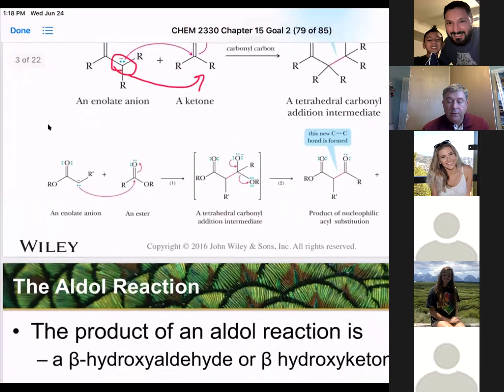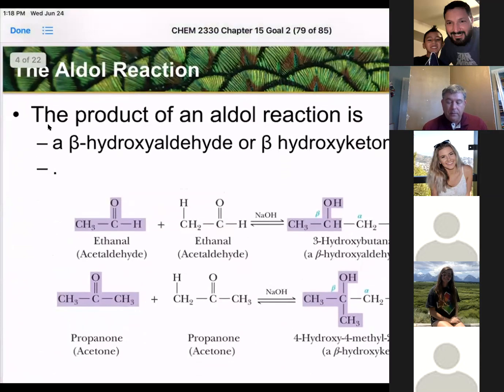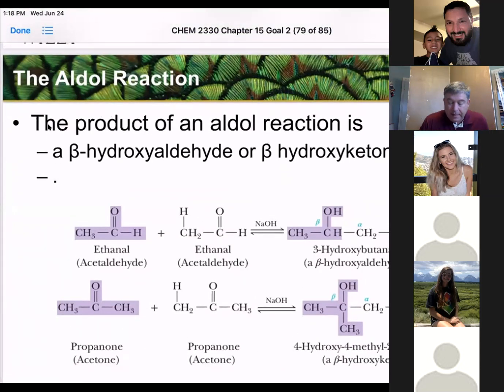Okay, so the first thing I want to talk about is the aldol reaction. In the aldol reaction, it was originally used with aldehydes, but it then got moved to ketones. And the key with the aldol reaction is you end up with an alcohol and a carbonyl. Okay, so think aldol, having "ol" at the end means you end up with an alcohol.